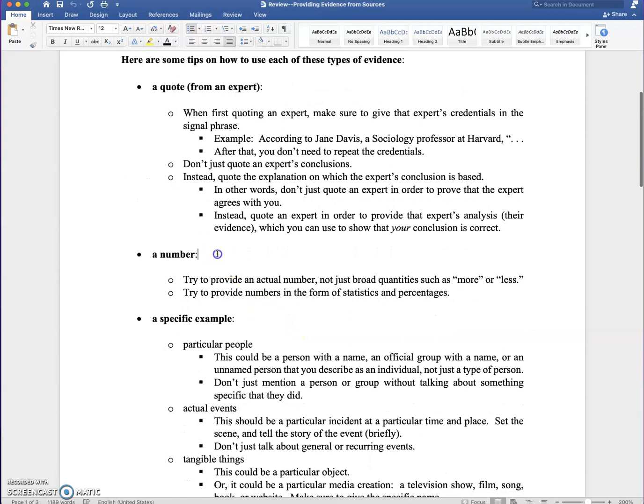With respect to numbers, probably the main thing there is that people tend not to use numbers enough. And by number, we mean statistics or percentages, specific objective categories. And people tend not to use them enough in their essays. So that's an area people can often do more of.